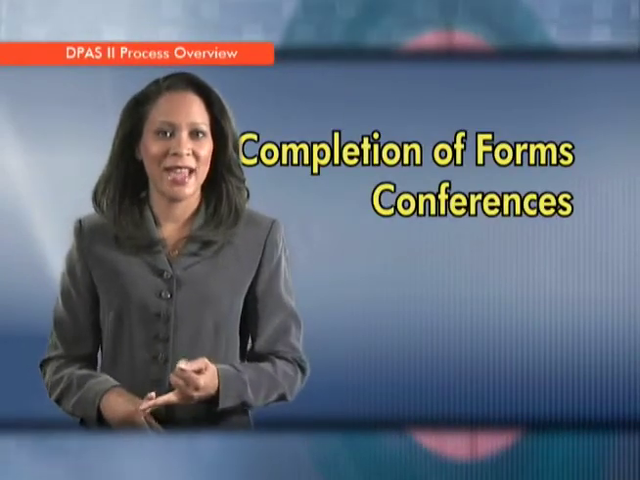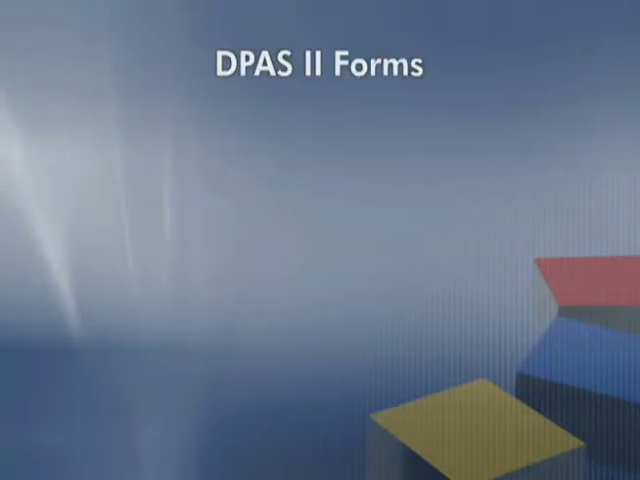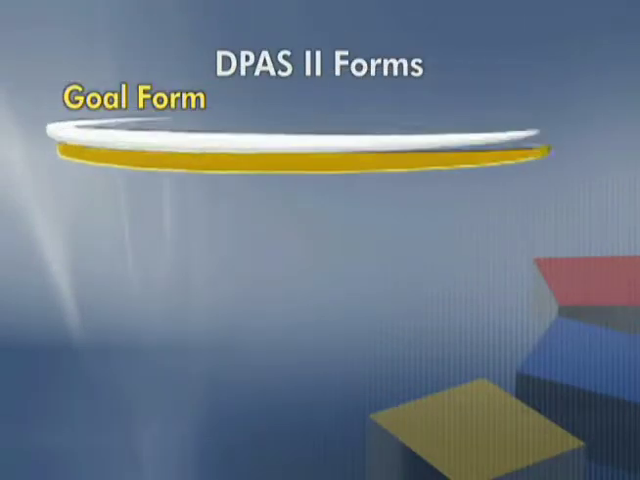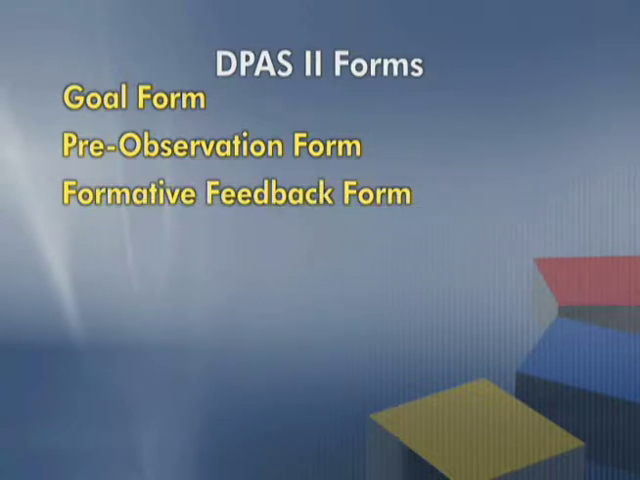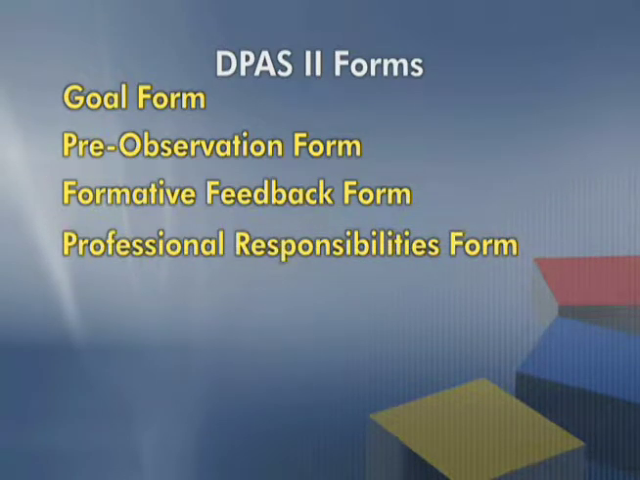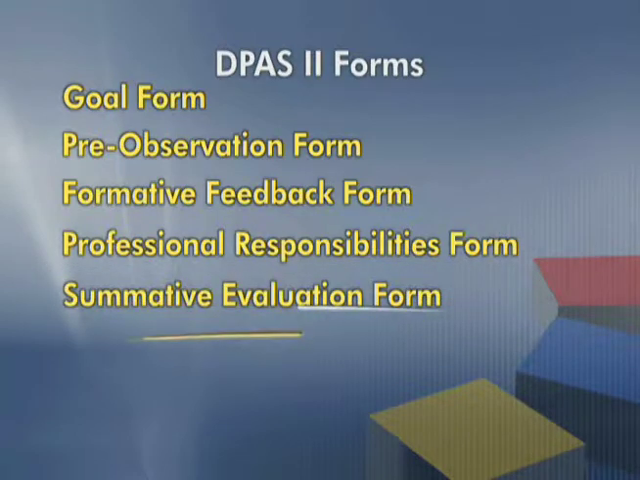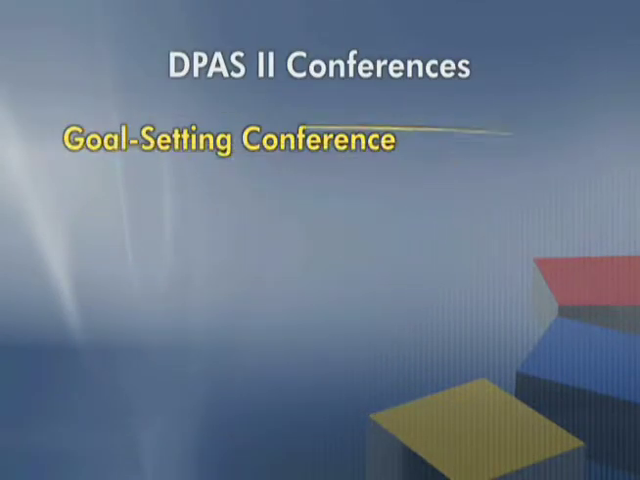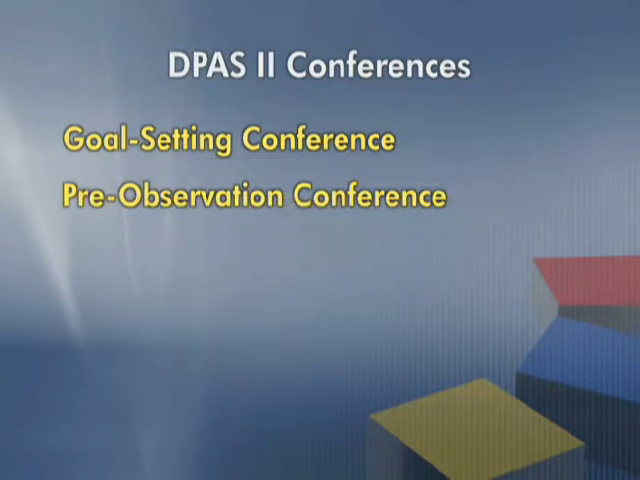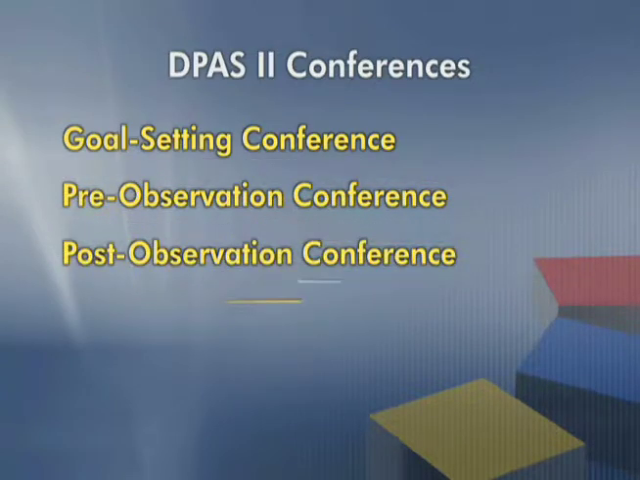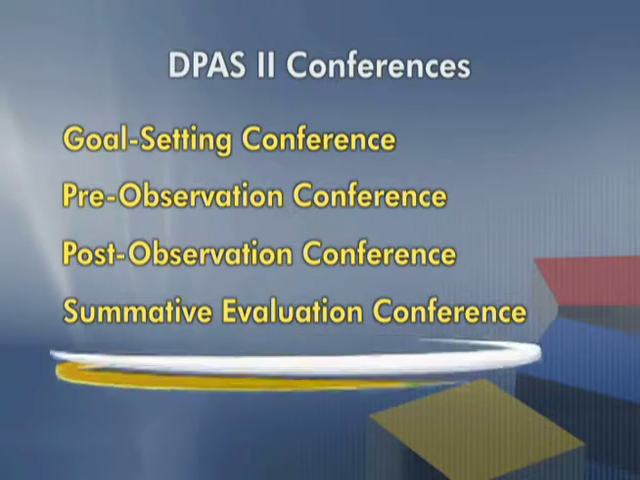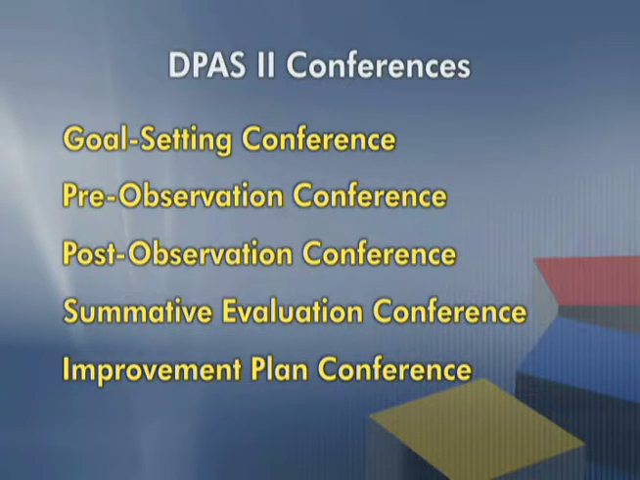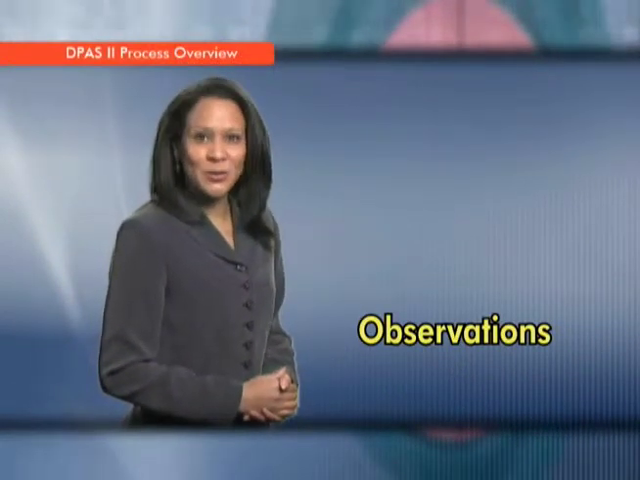There are 3 main categories for activities: completion of forms, conferences, and observations. The forms are the goal form, pre-observation form, formative feedback form, professional responsibilities form, summative evaluation form, recommendations for an improvement plan and improvement plan form. The conferences are goal-setting conference, pre-observation conference, post-observation conference, summative evaluation conference, and improvement plan conference if needed. The final activity group is observation.